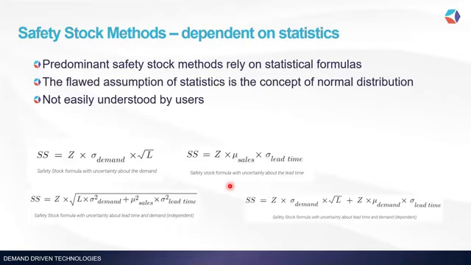So typically, people will use some form of safety stock method that's dependent on statistics. If you Google these kinds of terms on the internet, you'll find countless examples of safety stock formulas that can be utilized for all sorts of different patterns. A lot of that is mathematical notation that I'm not even too good at understanding and interpreting. And this is one of the flaws.